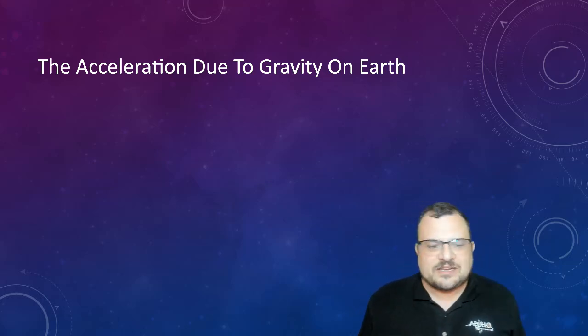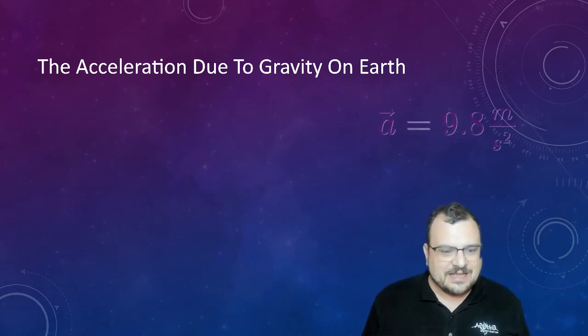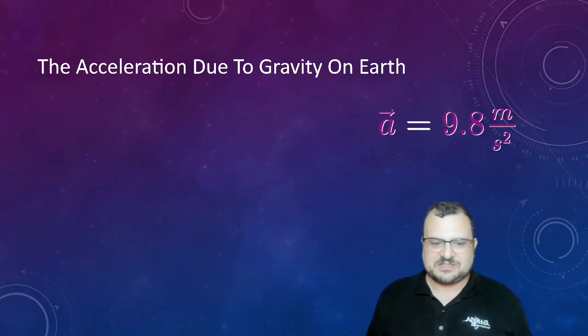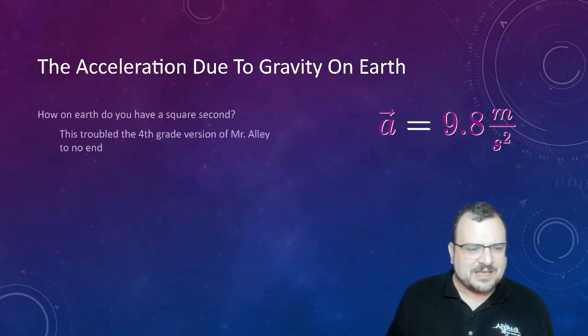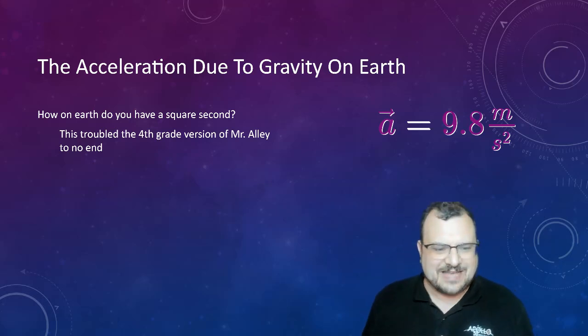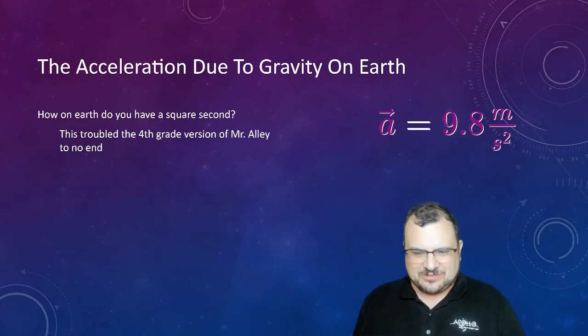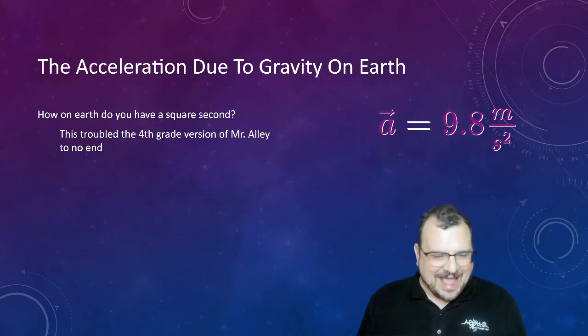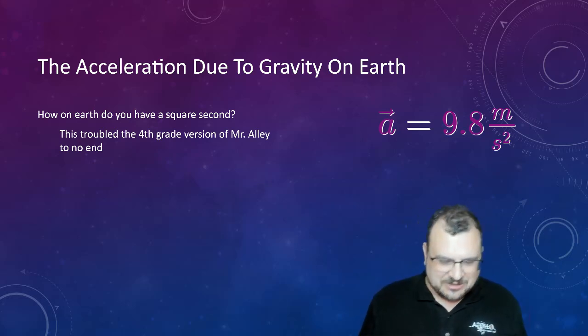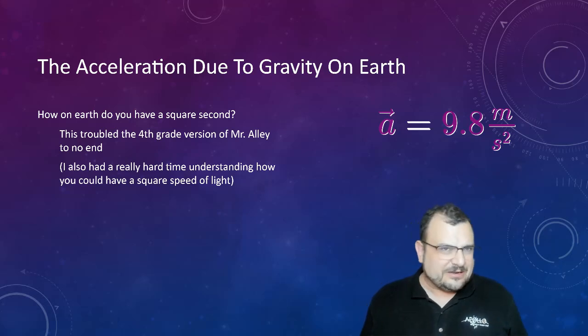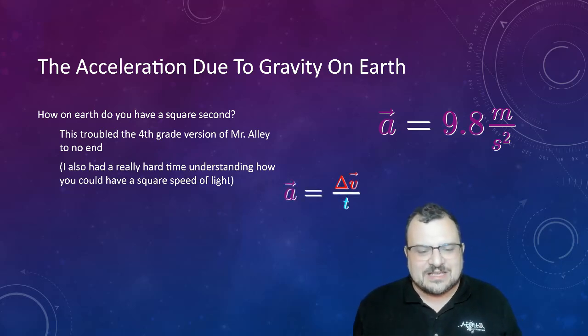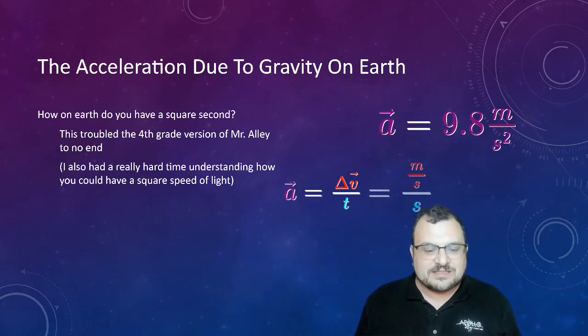So the acceleration due to gravity on Earth is a constant. It is 9.8 meters per second squared. Now, some of you might be going, how on earth is there a square second? Don't worry, this gave the 4th grader version of me no end of difficulty trying to puzzle it out. But it basically works down to be just an abbreviation of math. Acceleration is defined as the change in velocity over time. Well, the units for velocity are meters per second. So if we put the units in there, we see that it's meters per second over seconds.